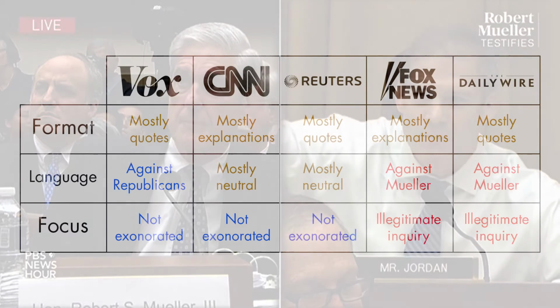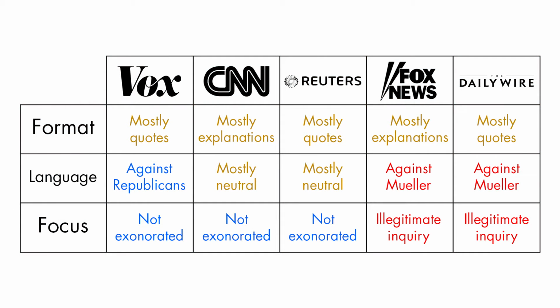Fox, CNN, and Reuters focus on the main results of the testimony, that Trump is not exonerated, which implies that either he is not innocent or that he has something to hide. Whilst Fox News and the Daily Wire focus on the Republicans' questioning regarding the legitimacy of the entire investigation, which implies that the president is innocent until proven guilty and that he was treated unfairly.